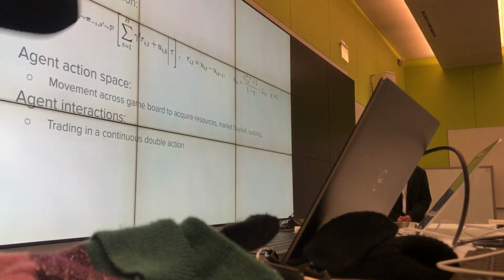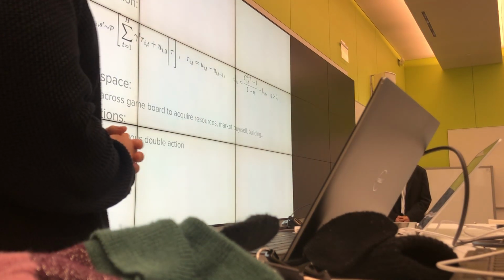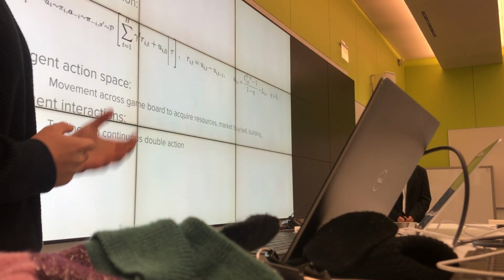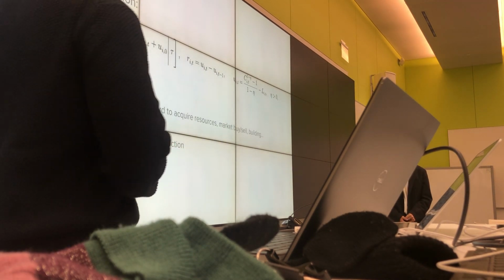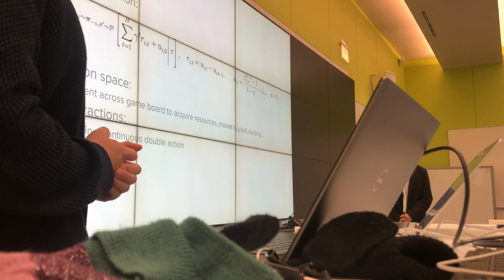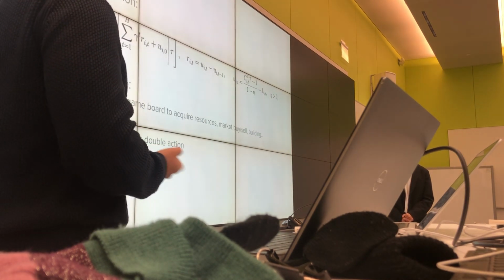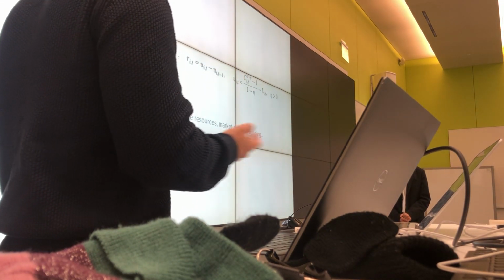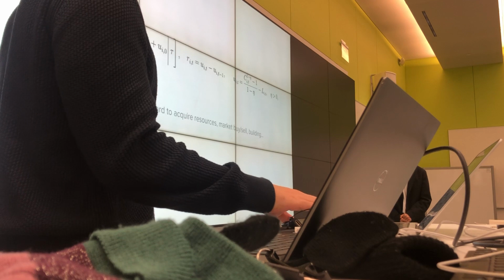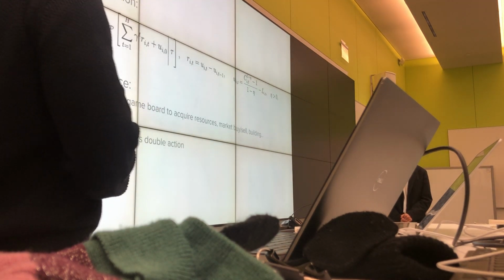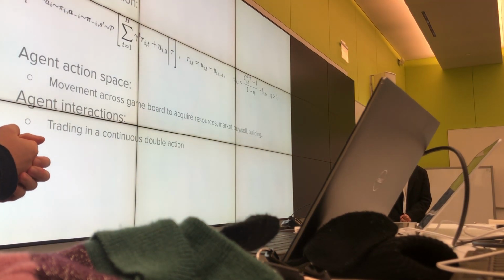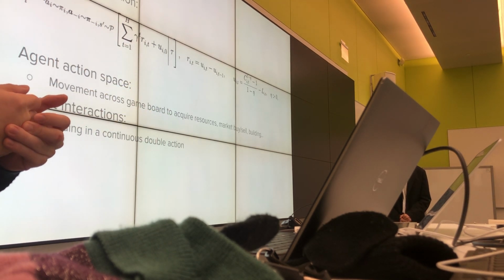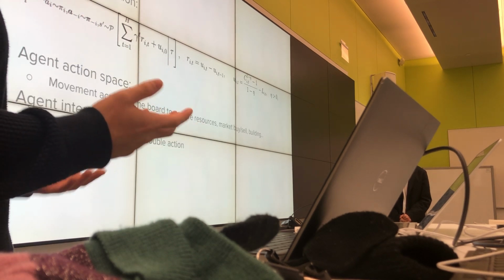And so in terms of the agent's action space, there's a lot of actions that they can take. Simplified, there's movement across the game board to acquire things like resources, as we saw in the video. There's a complex, I think, continuous double auction where they can buy and sell resources. And then they can also choose, if they have good labor, to build houses and expand their income that way. And so I think the key crux that actually makes this problem super interesting is the trading, this continuous double auction, and the fact that agents' interactions can strongly affect their optimal policy.